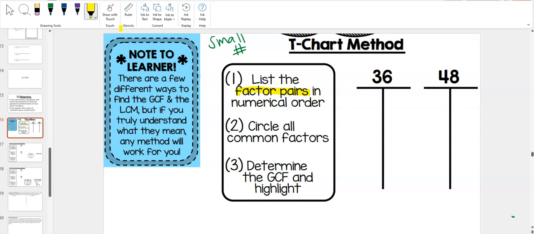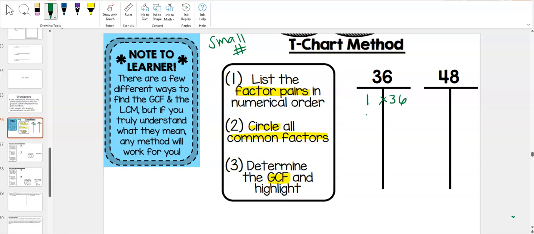So this way we list our factor pairs in numerical order. Then we identify all of those common factors, and then we find the greatest one they have in common. Okay, so we're going to do that with 36. Watch how I do this, all right? I'm going to start from the bottom and say, okay, 1 times 36 is 36. So really this line in my T-chart is showing me what numbers multiply together. Okay, now I'm going to go numerically.